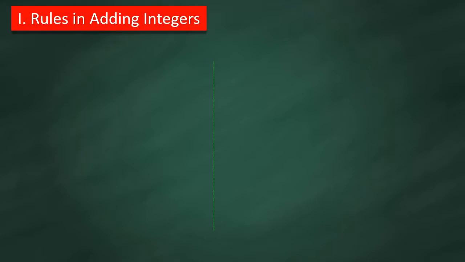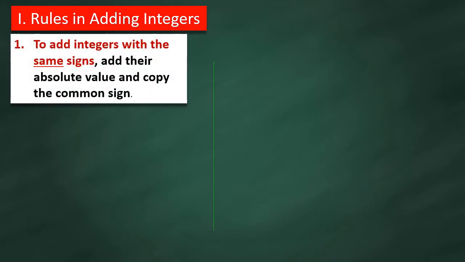For today's lesson, we will discuss operations on integers. Let us begin with the rules in adding integers. It is divided into two parts. The first one is about adding integers with the same sign. This will be our rule. To add integers with the same sign, add their absolute value and copy the common sign. Let us work on these examples.